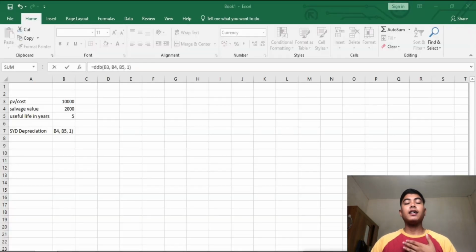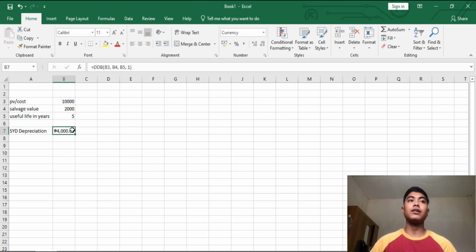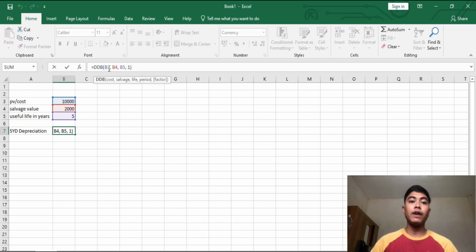So the third method of computing the depreciation of an asset is called the sum of the year's digits method. This method accounts for the depreciation of an asset through summing up all of the years or the useful life of that certain asset and then combining them to compute a final depreciation amount. So in this example again, as compared to the DDB, we have 4,000 pesos as the resulting value.